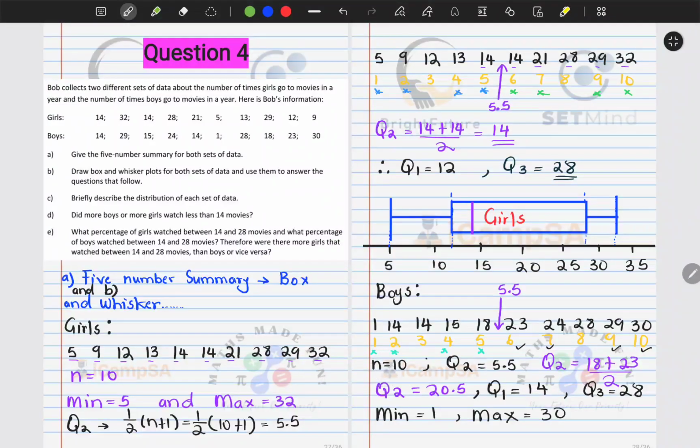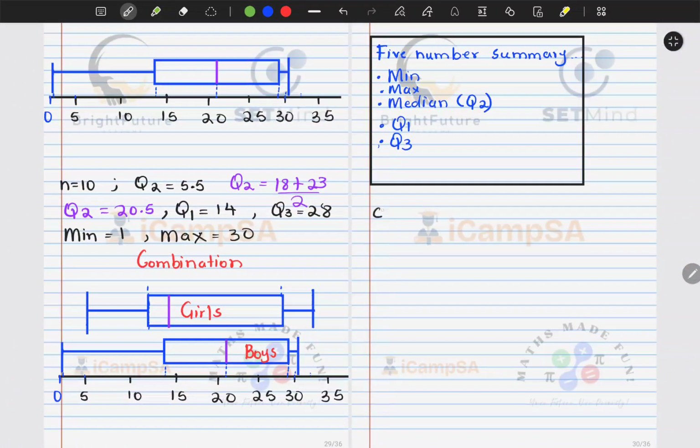We need to describe the distribution of each data set. So let's have a look at C. If you observe carefully, you'll see that for the girls, it is positively skewed. Okay, so that we can all clearly see. So for girls, if you look at the data, it is positively skewed. Okay, then what about the boys? So for the boys, it's not very obvious to see.